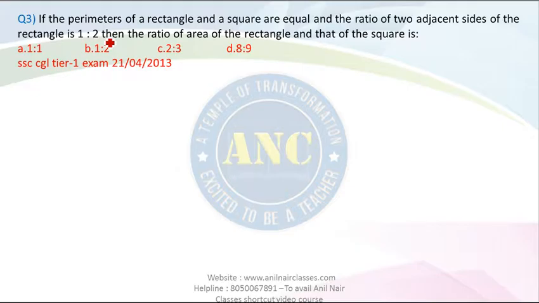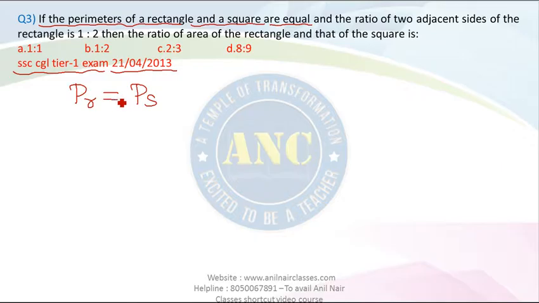Question number 3. Again, original SSC CGL Tier 1 examination question in the year 2013. Now see here, sir. Question number 3. If the perimeters of a rectangle and a square are equal, that means perimeter of rectangle and perimeter of square are equal. This is my first point.